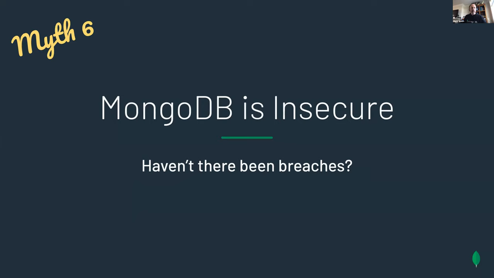Sixth myth is that MongoDB is insecure. There have been lots of breaches. MongoDB used to allow you to connect to a network port with no user authentication on your database. So anybody who connected to that port could have access to all your data. People would stick this in an AWS instance, open it up. They would actually have to work quite hard to open up that network port on their EC2 instance. And then people on the internet would find the open port, connect to the database, and then steal all the data.